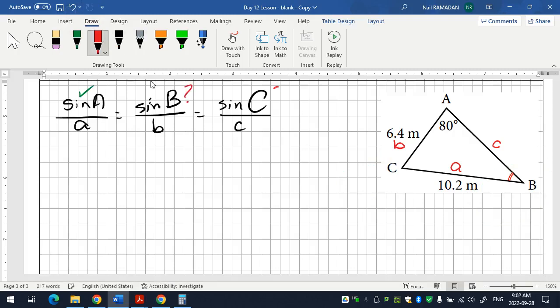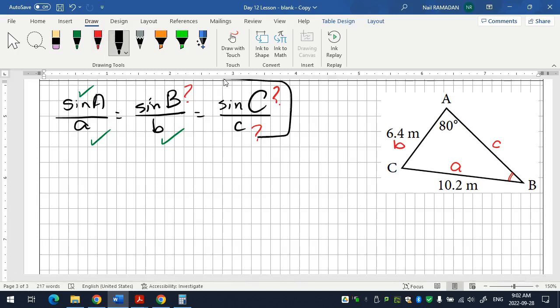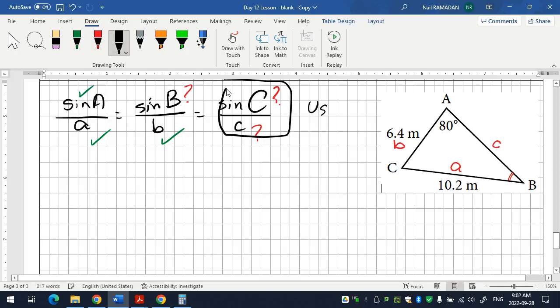Question, question. Okay, do I know length A? Yes, I do. It's 10.2, so check. Do I know length B? 6.4. And this guy gets another question mark. So definitely, which fraction is useless? It's got two question marks. It will never be of any value to me. Thank you. Useless.